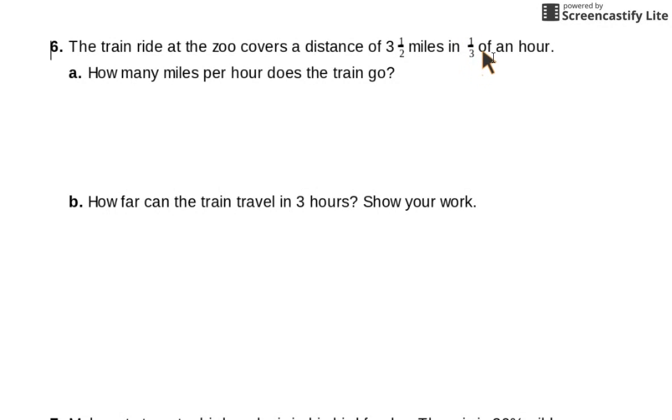So whatever we do to 1/3 of an hour to make it a whole hour, we have to do to this 3.5 miles to find out how far it traveled in 1 hour. So because we multiplied this by 3 to get the 1 hour, we have to multiply this by 3 to get the whole hour.